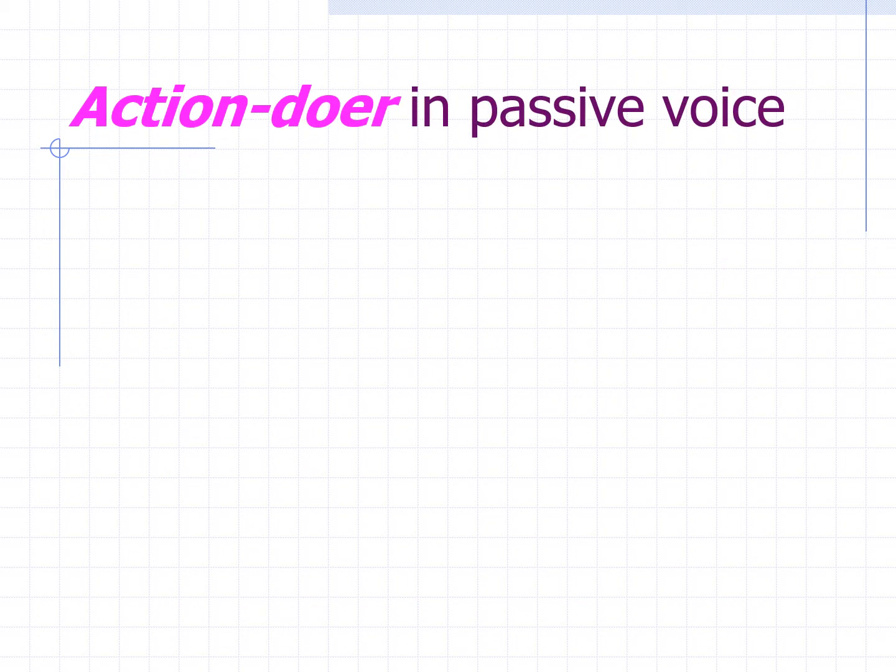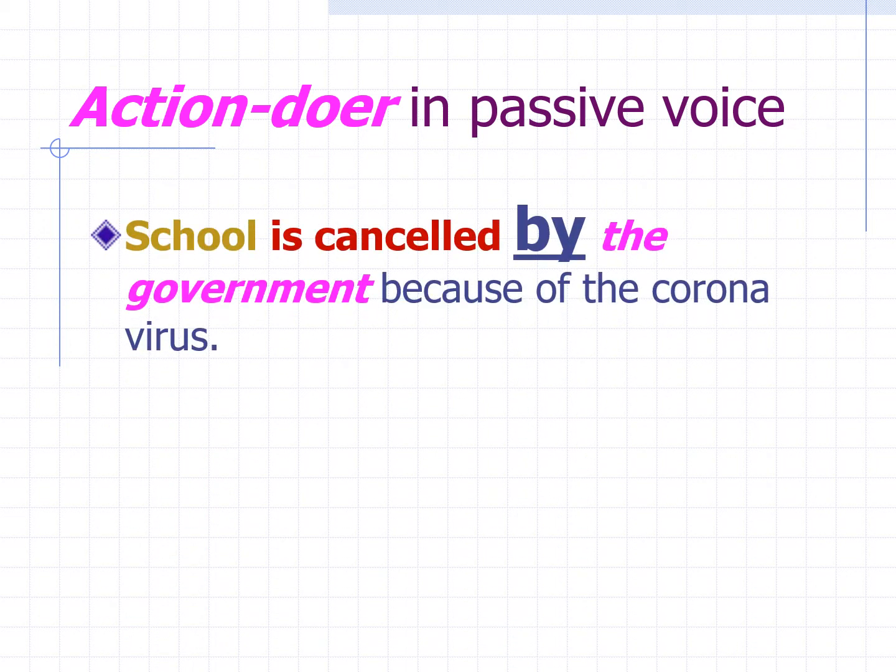Now you know that action doers are not important in passive voice. However, we always have exceptions in English. We can still introduce the action doers in a passive voice sentence using the word by. In this way, it sounds more formal in our writing. Okay? Look at this sentence. School is cancelled by the government because of the coronavirus.